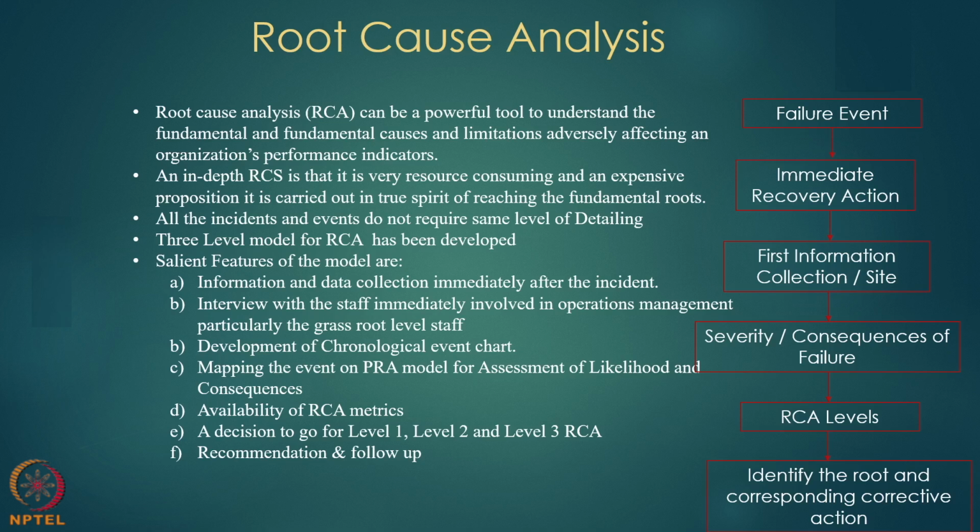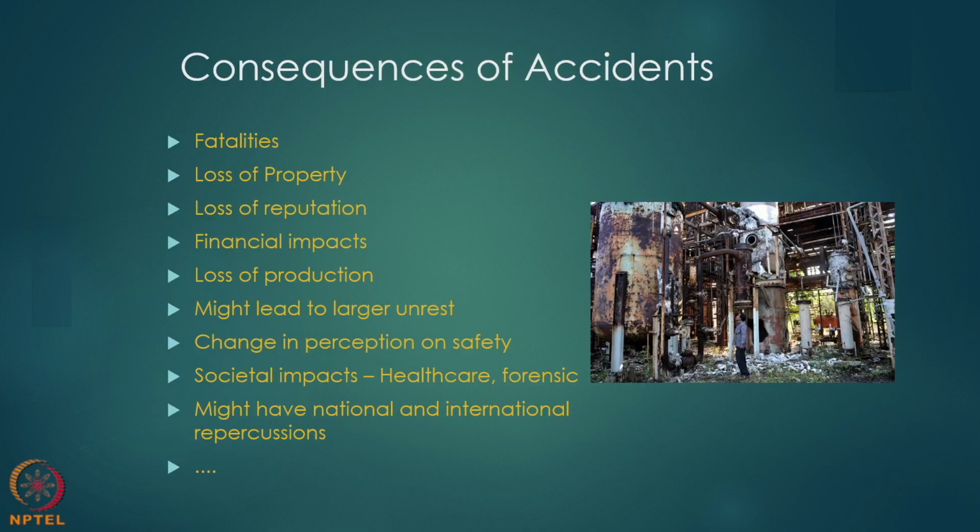If we map it on a PRA model of the plant, you will have a quantified output. But every time it is not required; sometimes you can do a qualitative analysis also. Then comes the availability of RCA metrics. If the matrix is available, we will be able to decide whether to take it to level 1, level 2, or level 3, and then recommendation and follow up. This is a very effective tool, and industries do follow it.